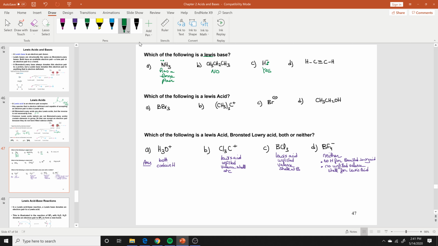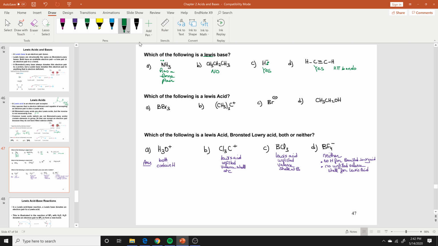It has a lone pair. This is a triple bond. Yes, it does have 2 pi bonds in there. So yes, it is a Lewis base. 1 pi bond is more than enough, but this one here has 2 pi bonds. So by definition, a Lewis base has to have either lone pairs or a pi bond. Same definition as the Bronsted and Lowry bases. So all Lewis bases are Bronsted and Lowry bases.